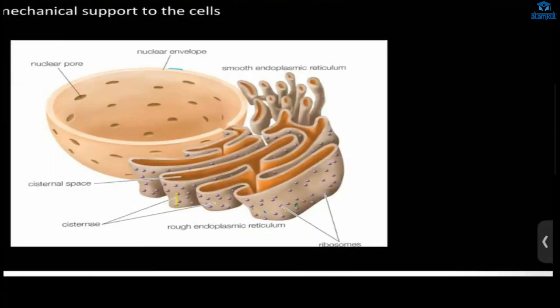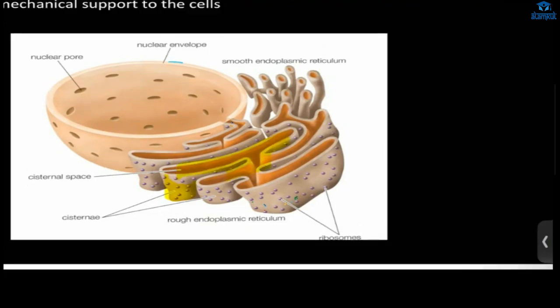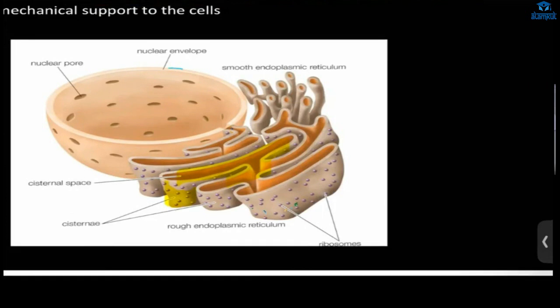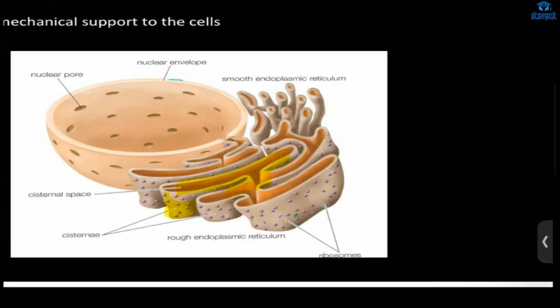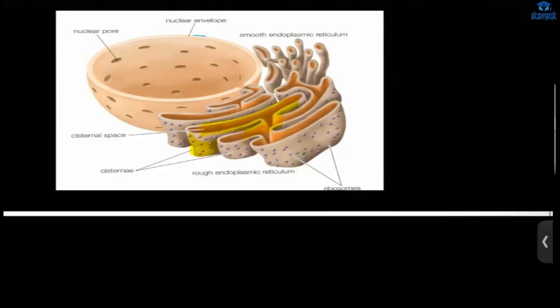This folded part is called cristae, and this is the space. Mostly this will be attached to the nucleus, near the nucleus. It forms a network. Next to it there will be the Golgi apparatus. These three will form a network.